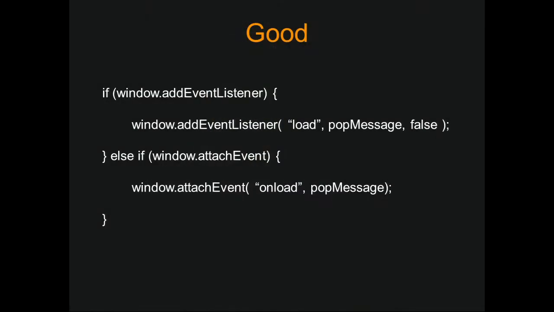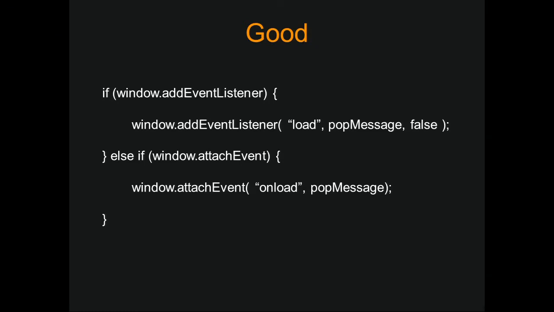This is feature detection. This is the way it should be done. We should be checking for a standard method. We're saying if window.addEventListener exists, then let's go ahead and use addEventListener. This is the right way of doing it because IE9 supports it in this case, and we want to make sure that we focus on standards as opposed to proprietary stuff.